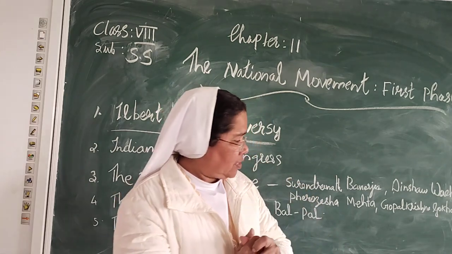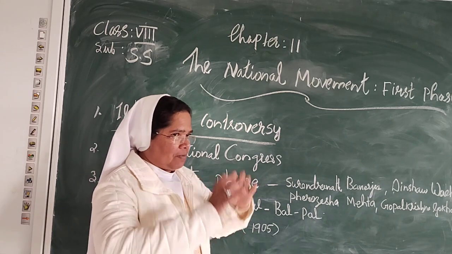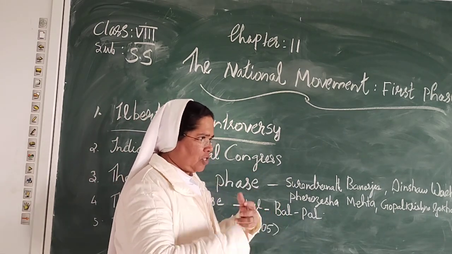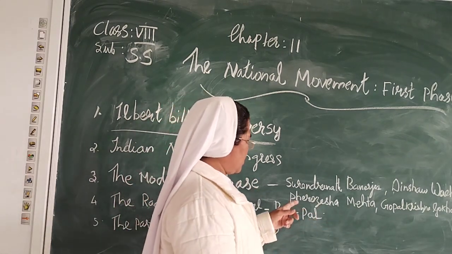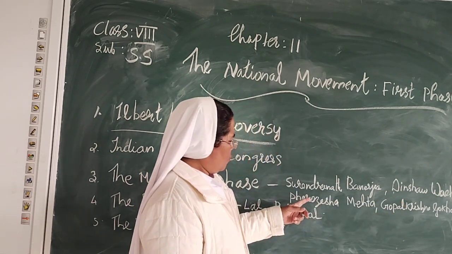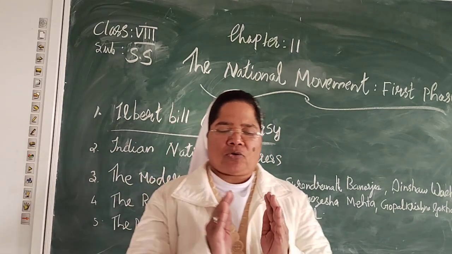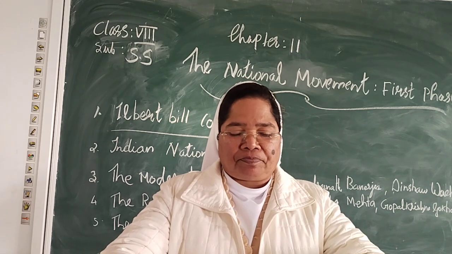Which are the three persons? They are the moderates, who wanted to change the ways of the Congress after it was founded. They were Surendranath Banerjee, Pherozeshah Mehta, Dadabhai Naoroji and Gopal Krishna Gokhale, four members gathered together. They were moderate in their objectives and methods.